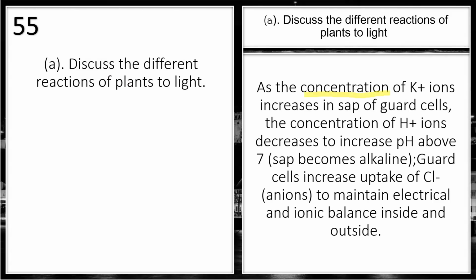As the concentration of potassium ions increases in the guard cells, the concentration of hydrogen ions decreases, increasing the pH above 7. The sap becomes alkaline. Guard cells increase the uptake of chloride, an ion, to maintain the electrical and ionic balance inside and outside.